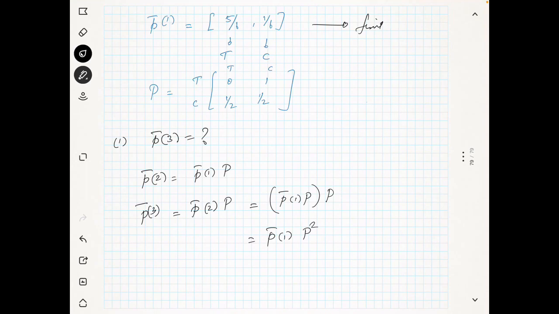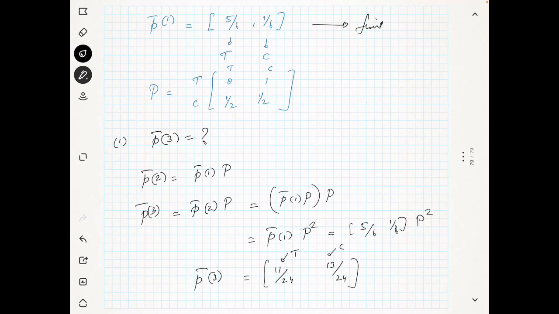If you do this calculation, I am not going to solve this completely. You know what is P and what is P of 1. That means P of 1 is 5 by 6 and 1 by 6 into P square. P square you can find. So, you will be getting P of 3 as 11 by 24 and 13 by 24. The first value stands for the train and the second value stands for the car.